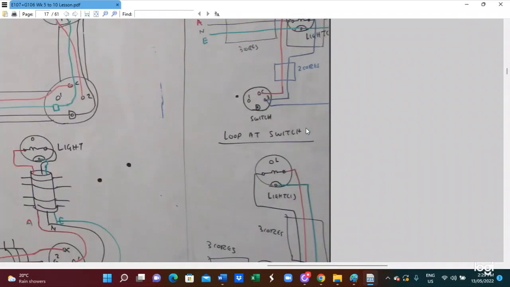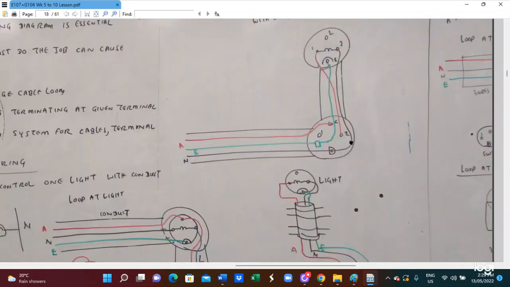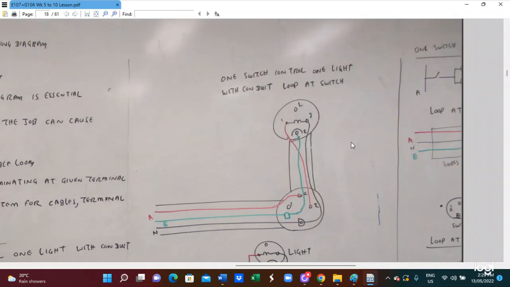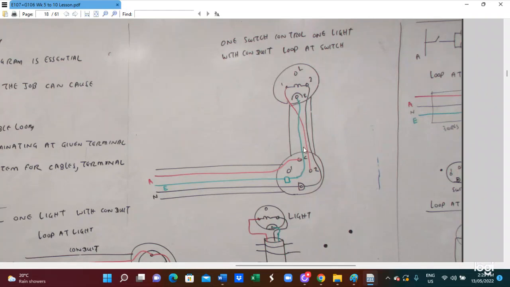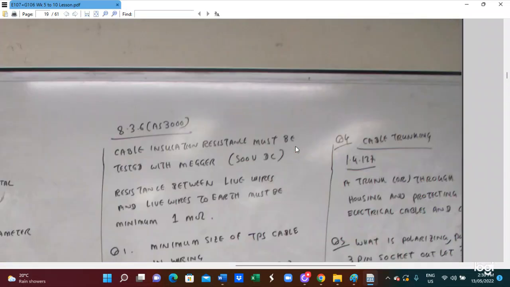And here is the loop-at-the-switch method. This is the connection diagram for the loop-at-the-switch method, and here is the conduit diagram.